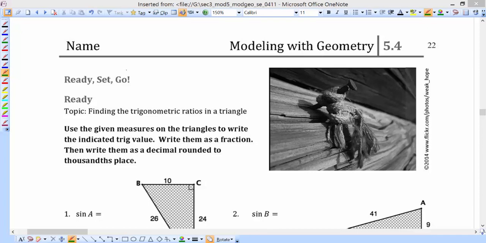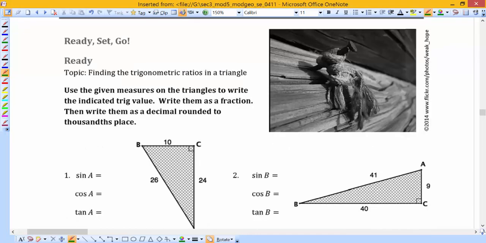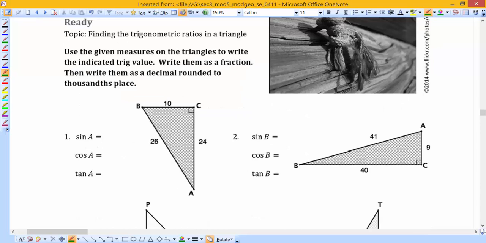5.4 RSG. Pretty much most of this is review by now. You guys had something similar to the Ready in 5.2, so I'm not going to spend a whole lot of time on that. The only thing I want to point out is in the directions, use the given measures on the triangles to write the indicated trig value. You are going to write them as fractions first. Please make sure you do simplify your fractions.